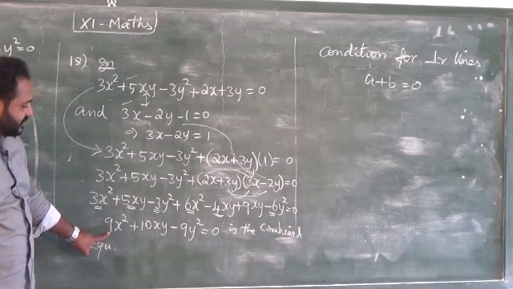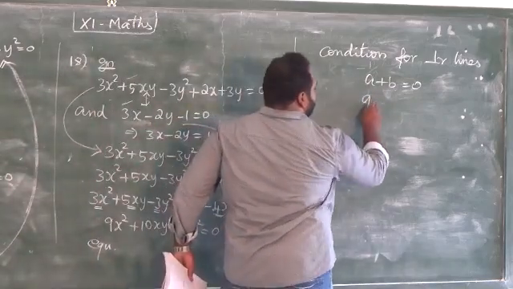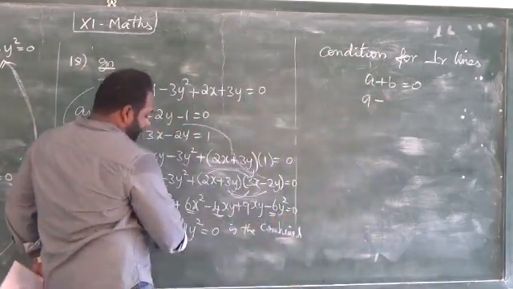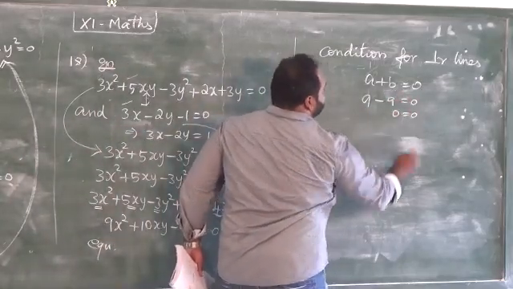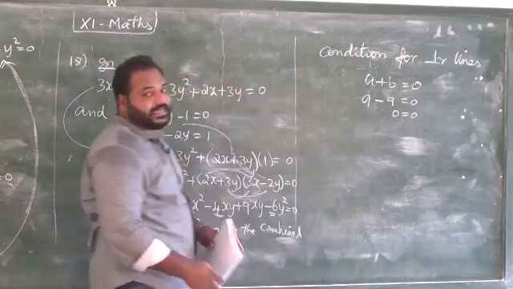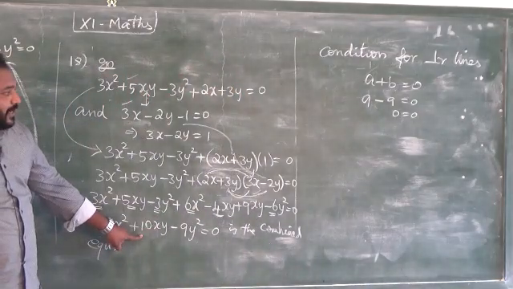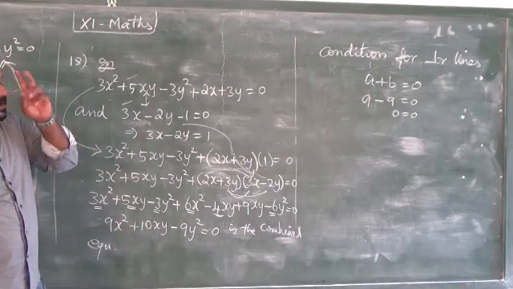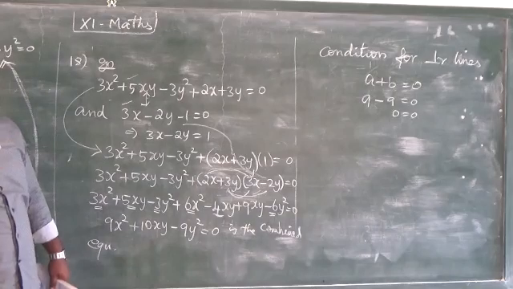Here what is a? Coefficient of x square. What is b? Coefficient of y square. So 9 minus 9, here it is 0. So 0 equal to 0, it is satisfied. So we can say these two lines in this pair of straight lines are perpendicular lines. If the lines are perpendicular, definitely the lines form a right angle.